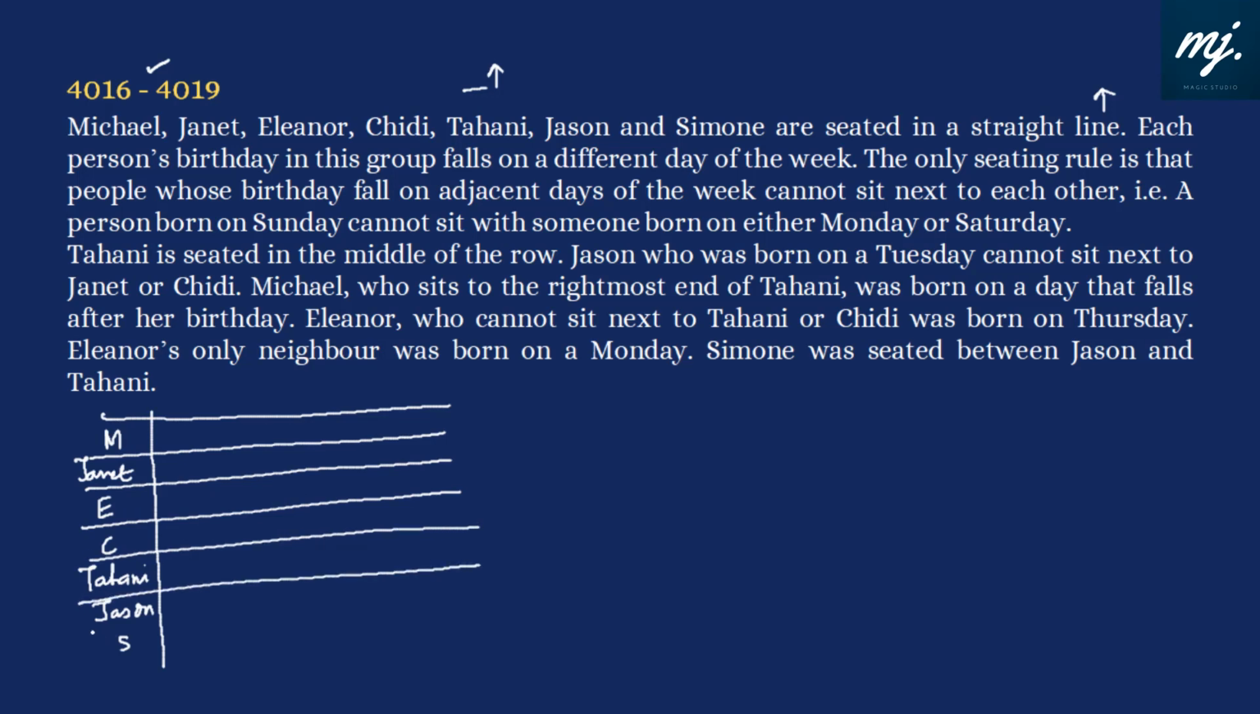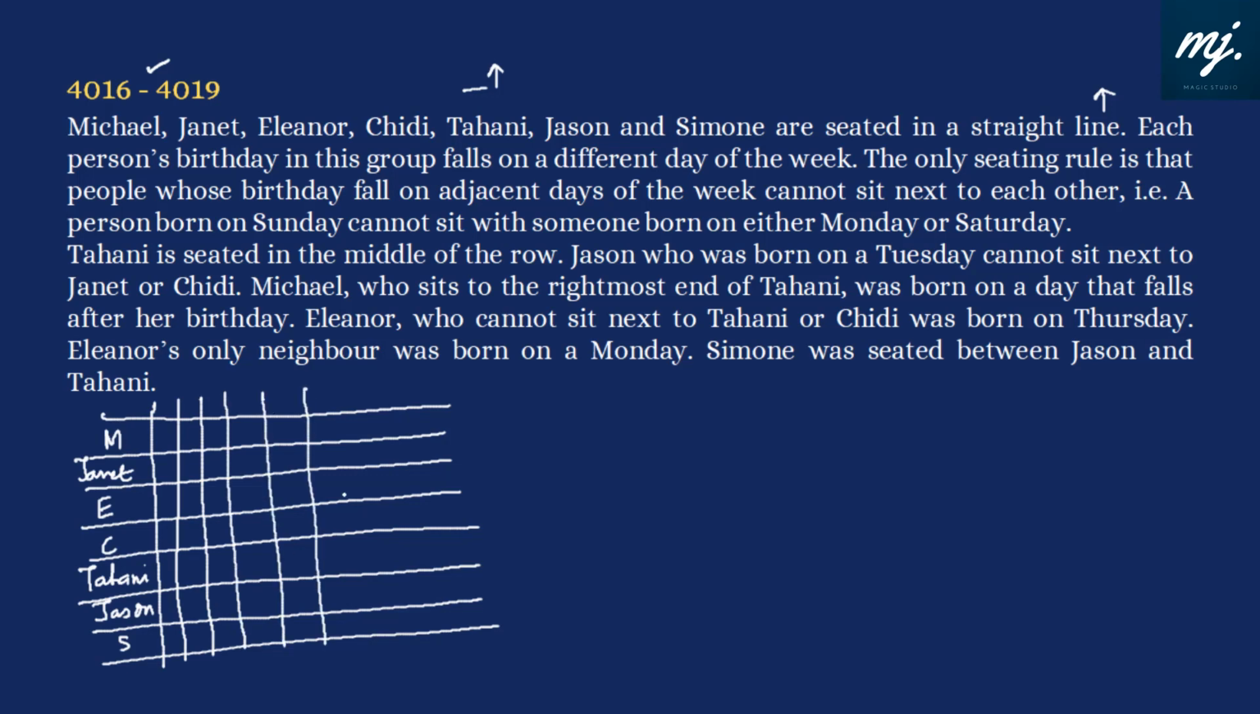You may invest a few minutes here because it will give you 4 correct answers. Born on Monday, Tuesday, Wednesday, Thursday, Friday, Saturday and Sunday. And let the positions be 1, 2, 3, 4, 5, 6, 7. And this goes towards their left and this goes towards their right.